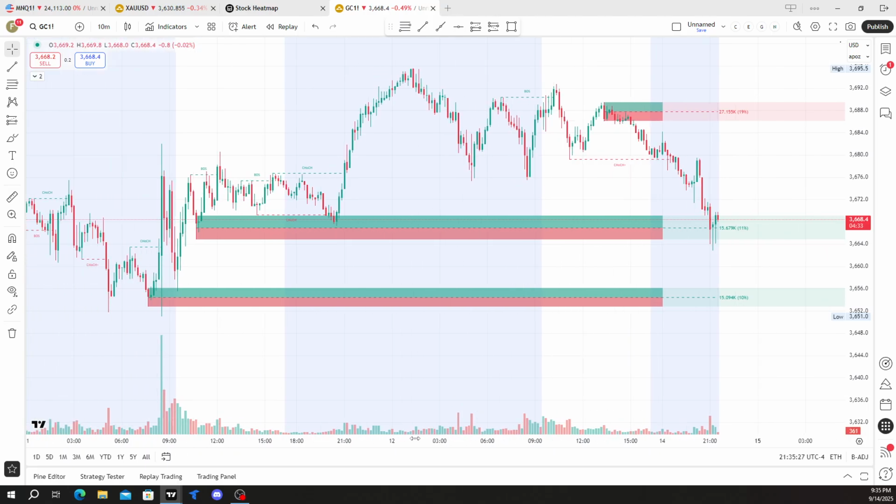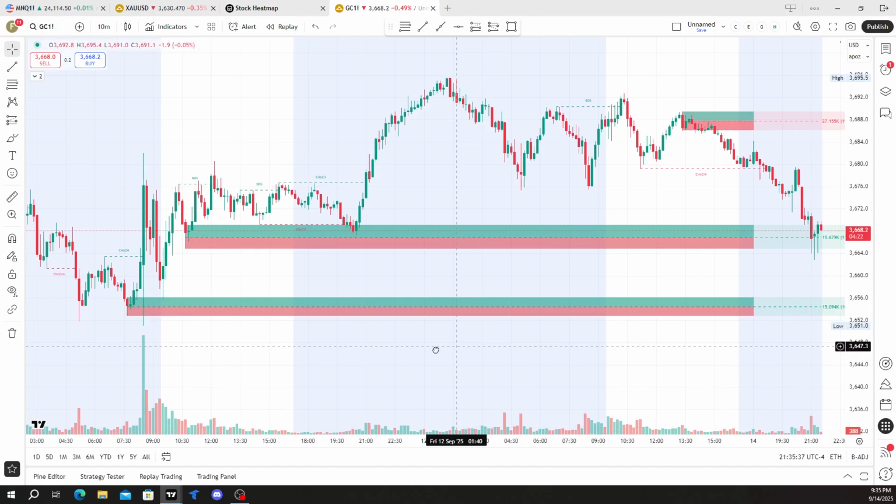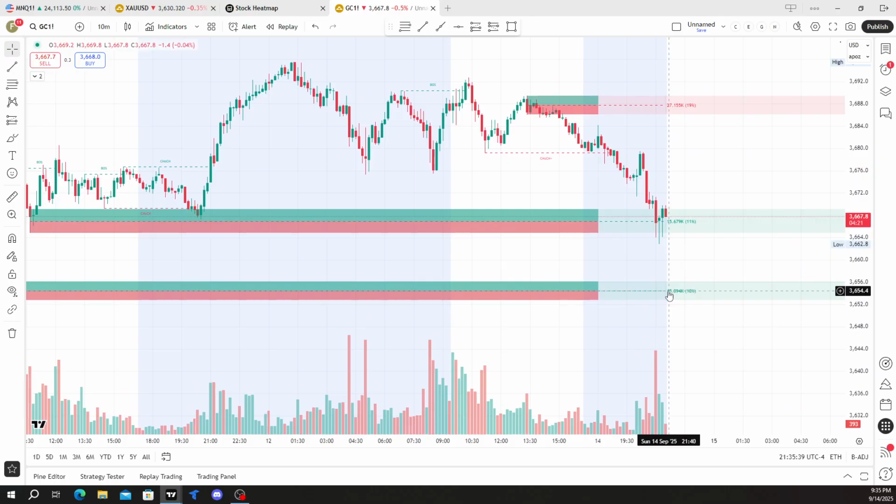As you see here at this level, the market came down and tested this level, so there were a lot of buyers active at this level. And this level is still valid. So if the market comes down to this level, more chances are a lot of buyers will jump in at this level, and then the market will go back up.